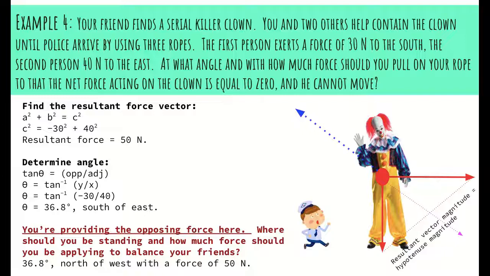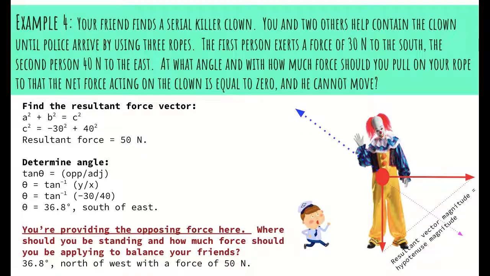Your first friend is exerting a force of 30 newtons to the south. The second friend is exerting a force of 40 newtons to the east. What angle and with how much force should you pull on your rope so that the net force acting on the clown is equal to 0 and he can't move?